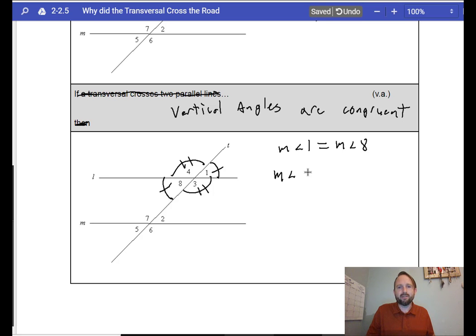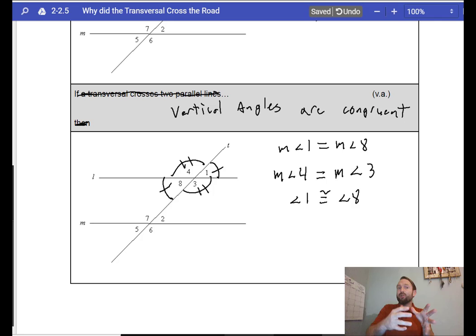How do we know this? Because they are vertical angles, and vertical angles are congruent. Well, Mr. Schultz, why are you saying the measure? Well, this is like the statement on congruency. Technically, we'd say angle 1 is congruent to angle 8. And then we'd say, hey, the definition of congruence means the measure of angle 1 is equal to the measure of angle 8. It's like this weird way of saying it.